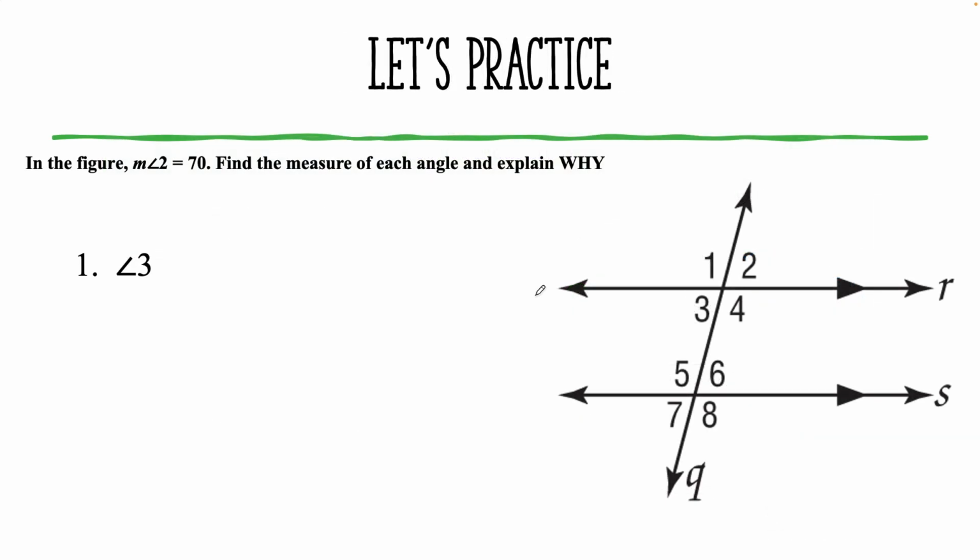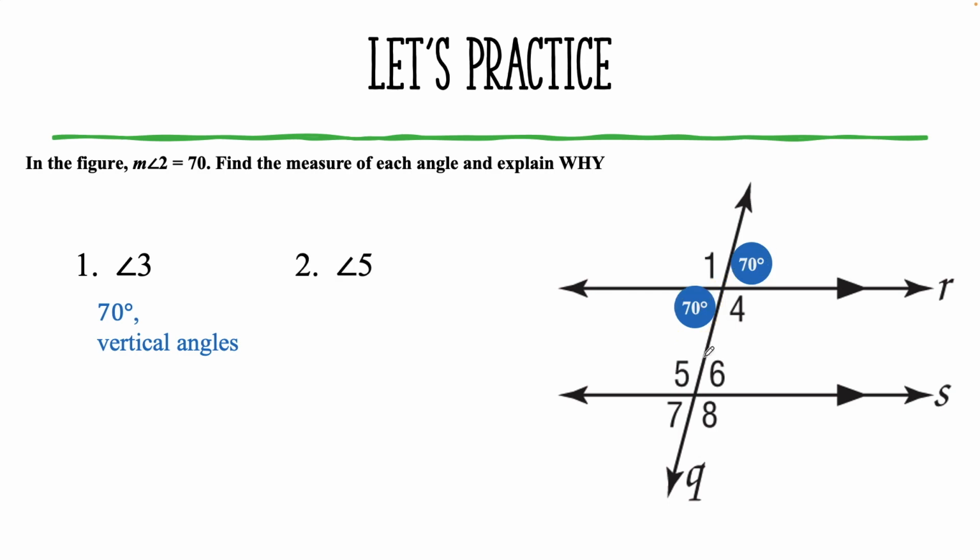So now let's practice. It says in the figure, the measure of angle 2 equals 70. So find the measure of each angle and explain why. All right, so we're going to find the measure of angle 3, but what do we know already? We know that the measure of angle 2 is 70 degrees. Okay, so we're looking for the measure of angle 3 right here. And that's diagonal from that 70 degrees. Those are vertical angles. Vertical angles are congruent, so we know that angle 3 is also 70 degrees.